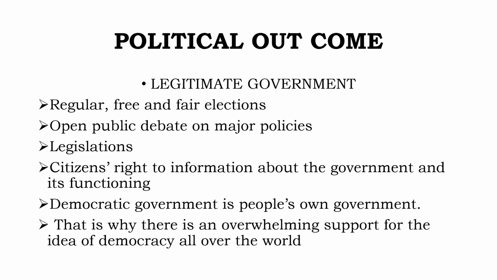Then democratic government is people's own government, because government is formed by the representatives of the people and regular elections are held. So lawmakers are elected from the people. That's why it is people's own government, and this is why there is overwhelming support. Overwhelming means extensive support for the idea of democracy all over the world. So we can never see any better government than democracy till now.